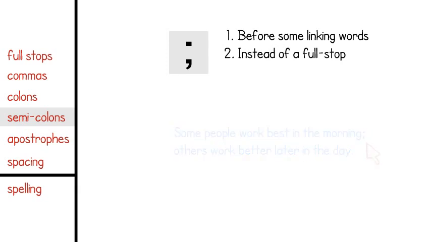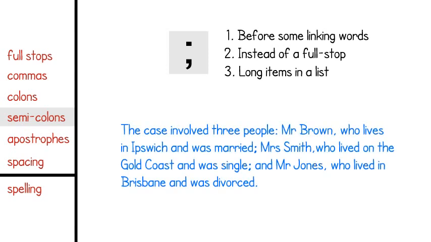The third use is to differentiate when we have long items in a list. For example, the case involved three people: Mr. Brown, who lived in Ipswich and was married; Mrs. Smith, who lived on the Gold Coast and was single; and Mr. Jones, who lived in Brisbane and was divorced. In this example, you can see a combination of punctuation marks.